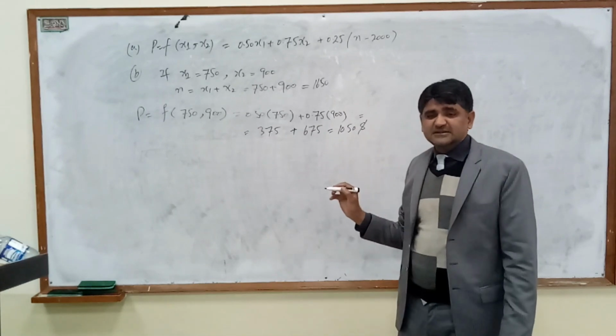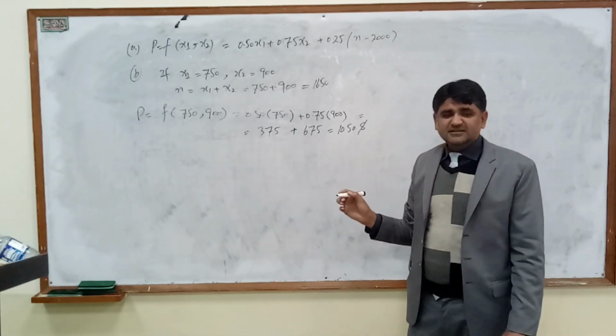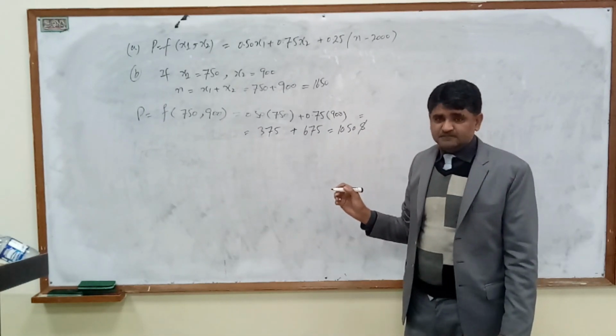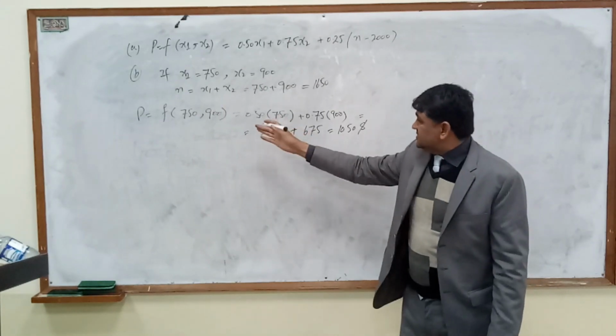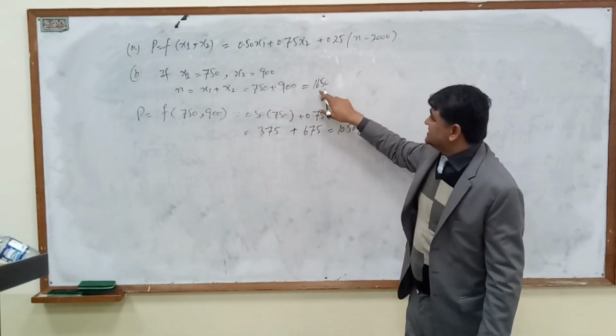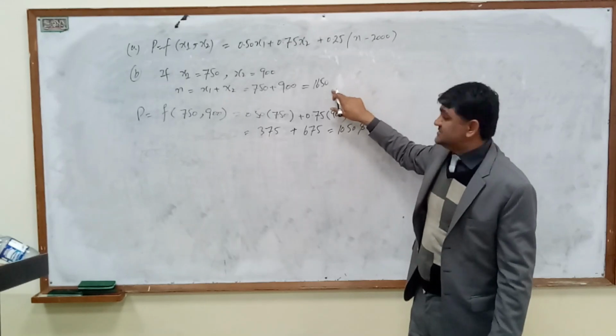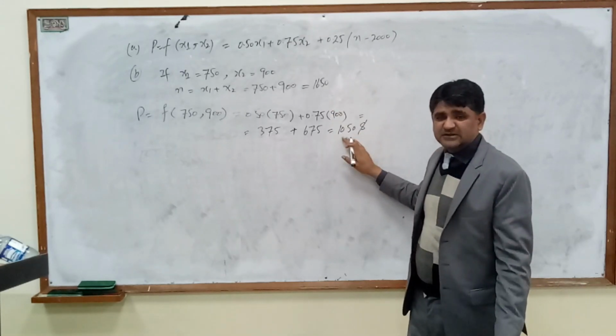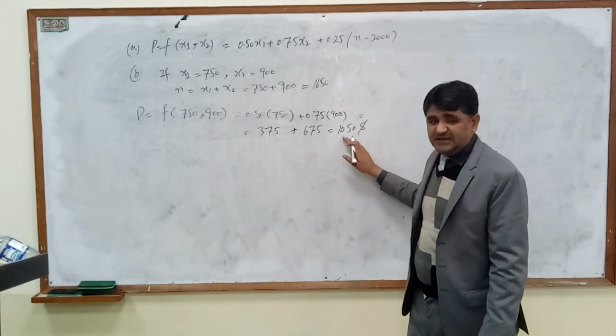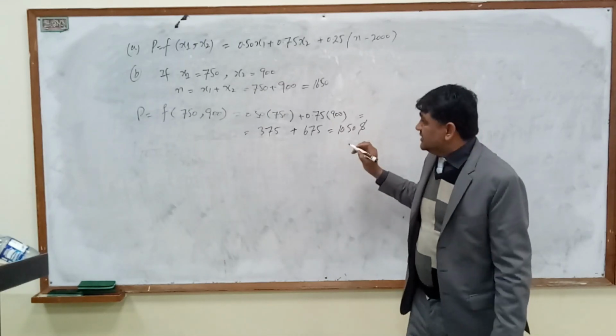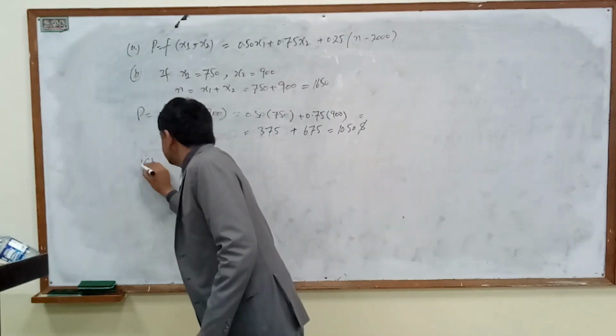$1050 is the profit. How can we interpret this? When he or she sells 1650 units of both candies, then he or she can have a profit of $1050. Clear?